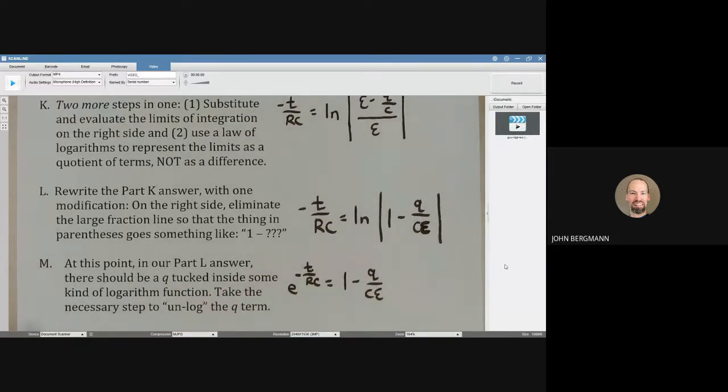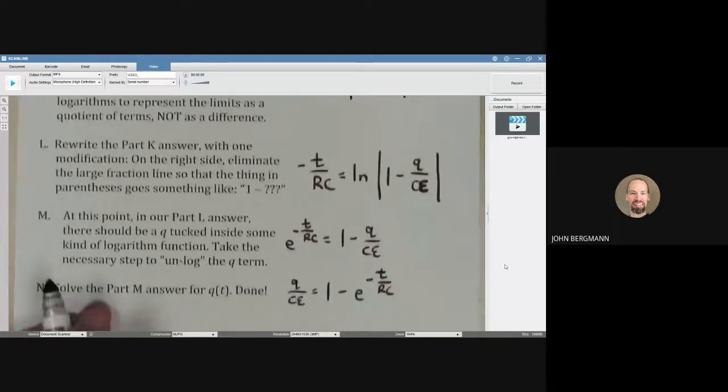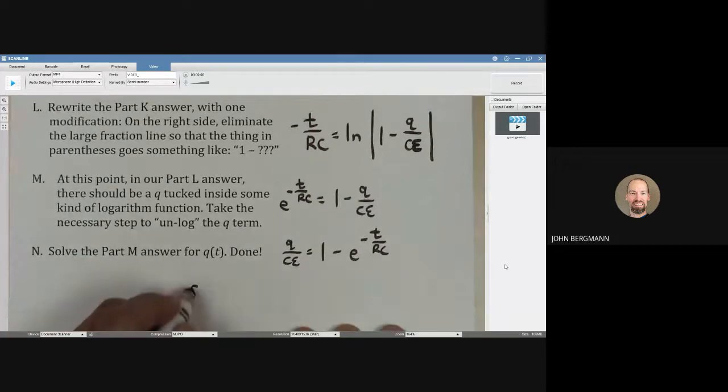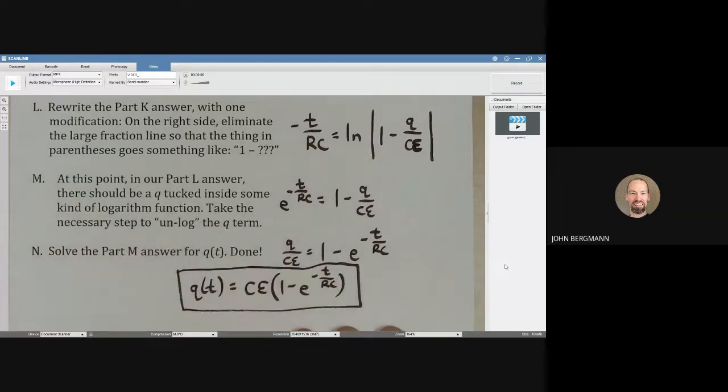And then we're going to solve this for q. How can we do that? Let's put the q on that side. So if I show a little bit of work here, we end up with q over cE on that side. And on the right side, we get 1 minus e to the minus t over rc. And so I think, oops, you couldn't see that very well. I think our expression for q is going to be c times E times 1 minus e to the minus t over rc. There you go.